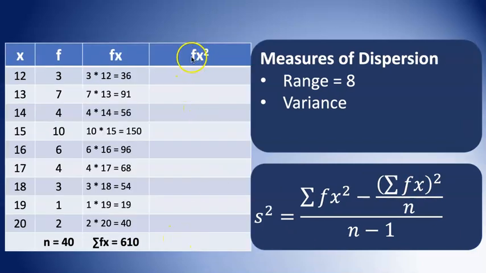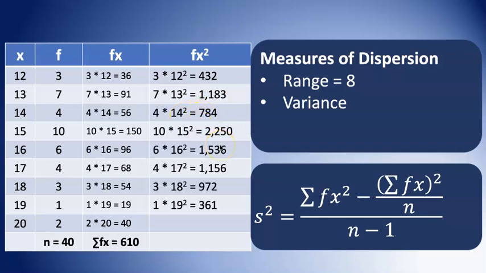Similarly, we need f times x squared. So frequency 3 times the square of 12, right, 432. Frequency 7 times the square of 13, 1183. And we continue for each row and get a total of 9474. So we now have the summation of fx squared. We have n equal 40, and we have the summation of fx to be 610. So let's go.